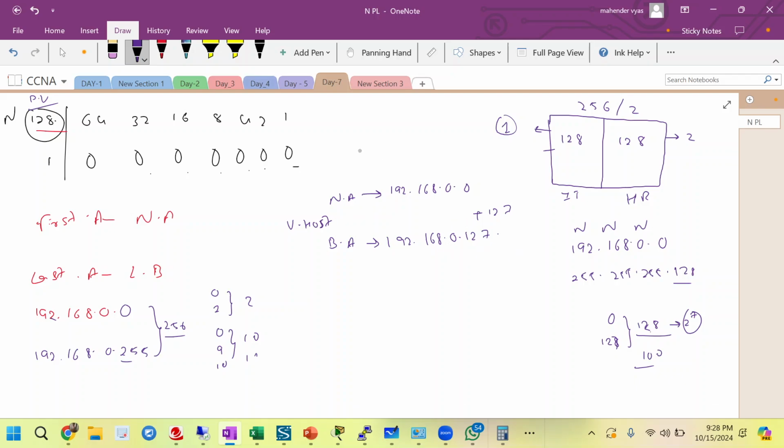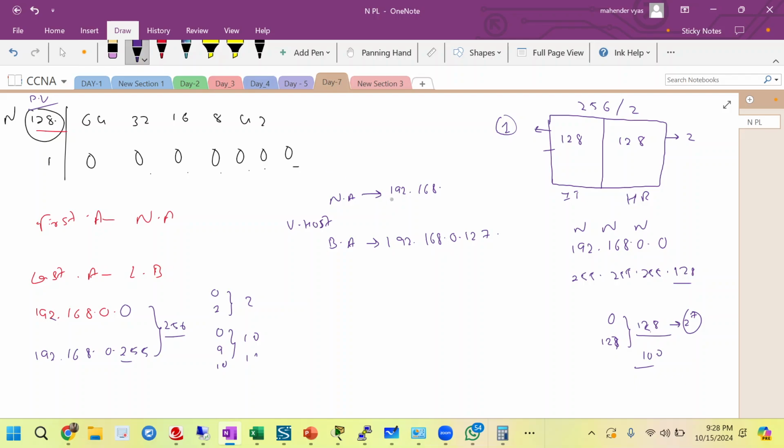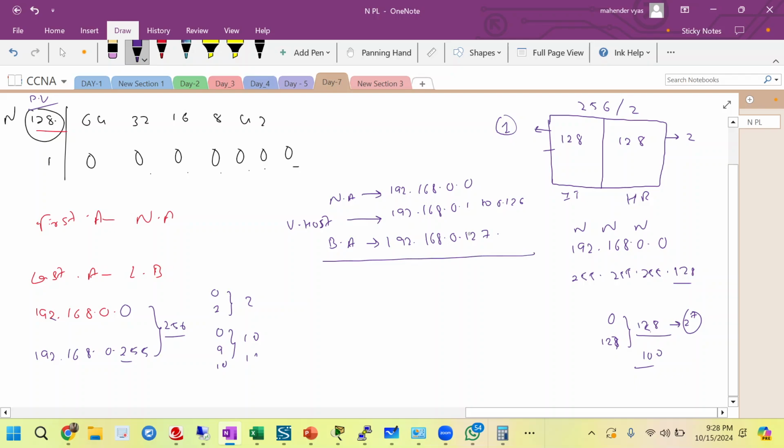Now what is a valid host? Let's figure out valid host now. Valid host is pretty simple. If you get the network address and broadcast address, in between network and broadcast address, whatever addresses you have, 0.1 to 0.126, these are all valid addresses. This is our IT address. We can call it an IT address now.